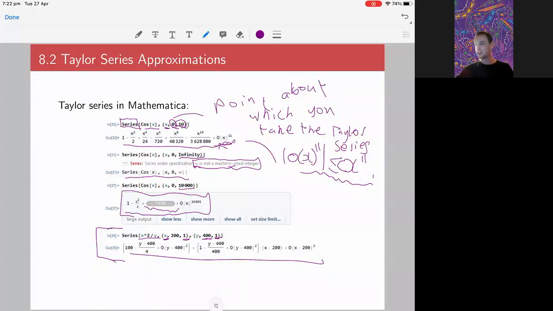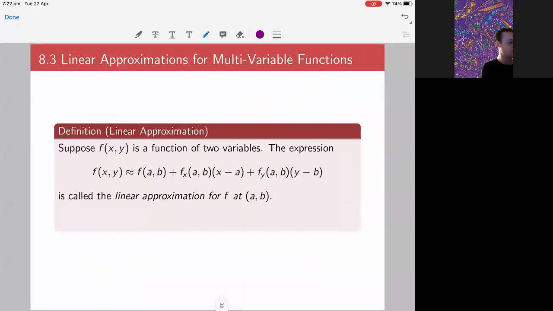All right, let's move on to multivariable functions. Suppose that now we've got a function of two variables. A lot of this theory is actually generalizable to any number of variables, but for the moment, we'll just stick with two variables so I can actually write all the formulas down. Like we had a linear approximation for functions of one variable, we also have a linear approximation for functions of two variables. This time, you've got to take two different derivatives.